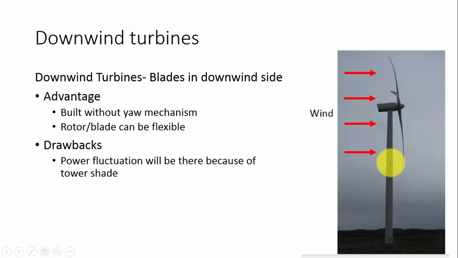After hitting this tower, the wind will blow on these blades. So there will be a fluctuation in this power because of what is called tower shade. It covers some area of the wind which is blowing over the blade. So that is tower shade. As there is tower shade, some part of the blade will be at higher pressure and some part will be at lower pressure. Because of that, power fluctuations will be there.